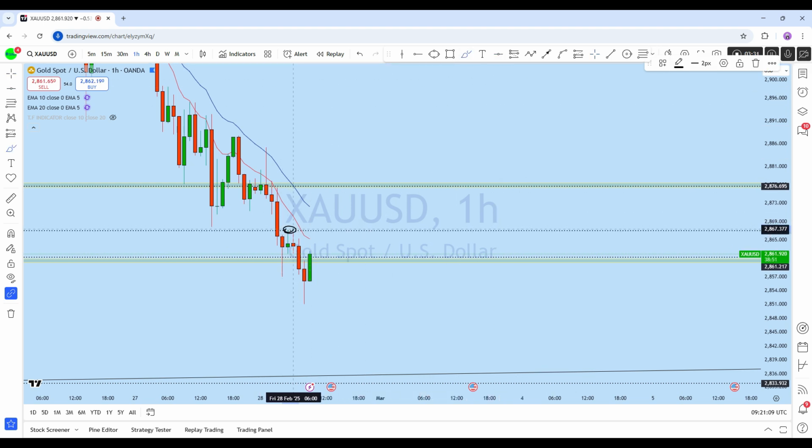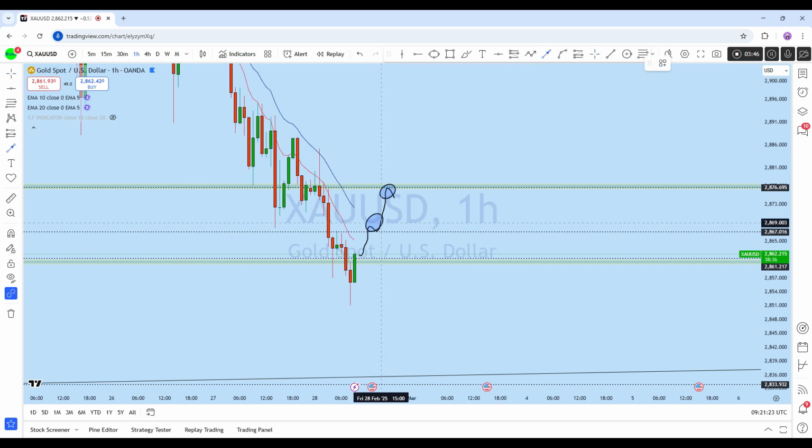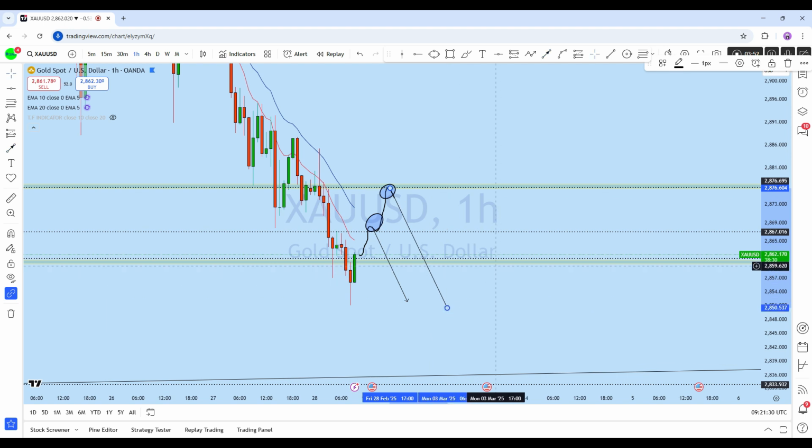Either this level could be retested, as we can see the market now bouncing to the upside. In any of these zones, we will be waiting for a strong rejection. As soon as we find suitable price action confirmation from those liquidity zones, we will be selling XAUUSD with a high probability setup for this potential drop towards the downside.